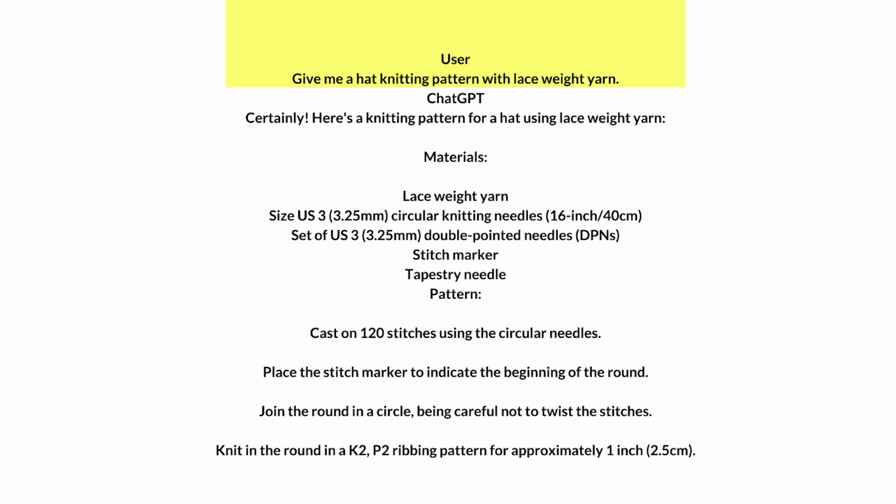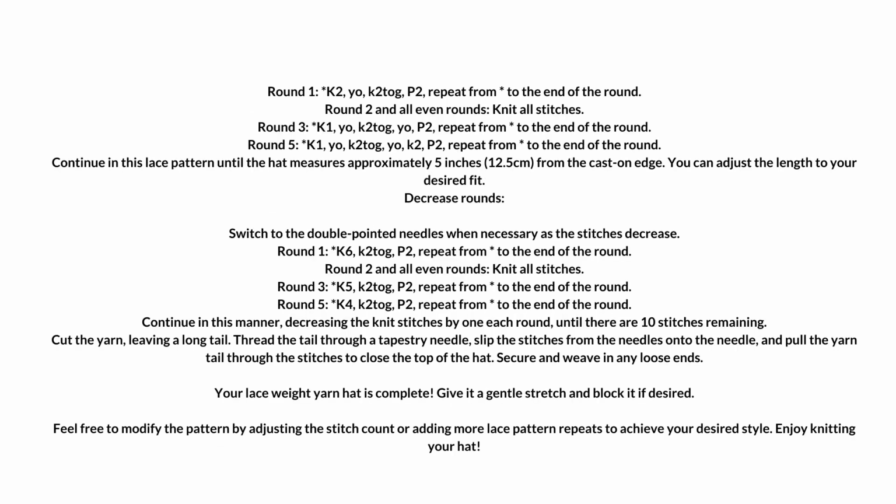You need a ribbing K2, P2 for 1 inch and switch to lace pattern. This one, they even give you a lace pattern here. It's a 5 round repeat. Round 1 is knit 2, yarn over, knit 2 together, P2. Round 2 and all even rounds, knit all stitches. So this is interesting because I have the word lace in the question, and they even generate a pattern with lace. So this will work much better than the machine knitting pattern.